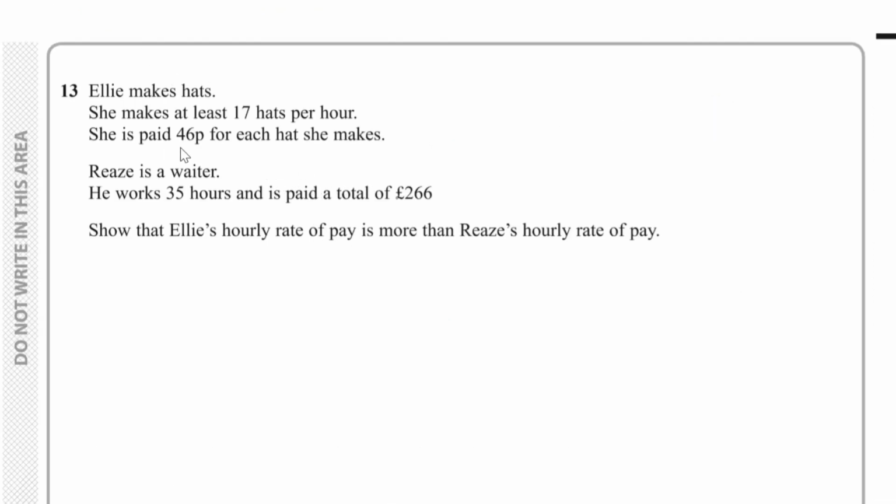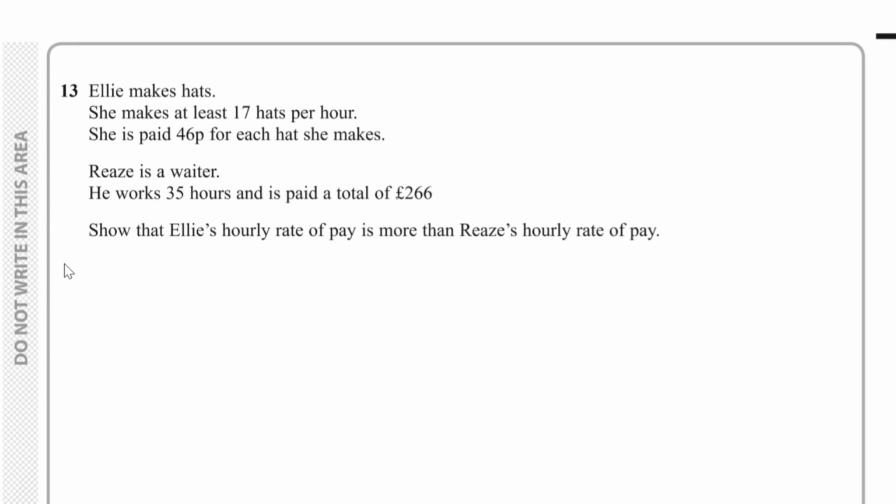Question number 13. Ellie makes hats. She makes at least 17 hats per hour. She is paid 46p for each hat she makes. Reezy is a waiter. He works 35 hours and is paid a total of £266. We have to show that Ellie's hourly rate of pay is more than Reezy's hourly rate of pay.